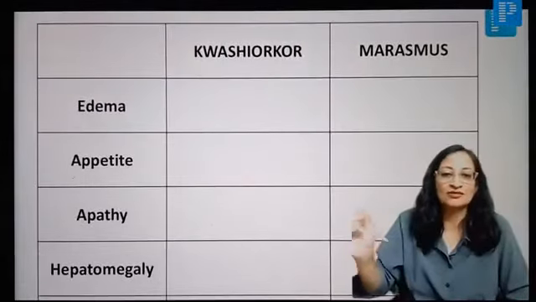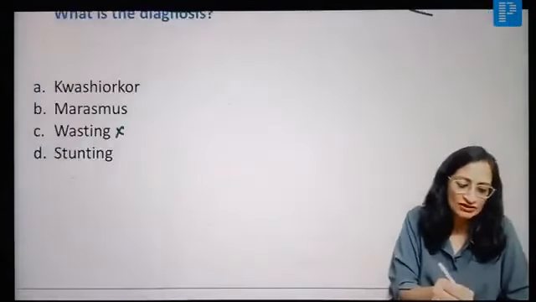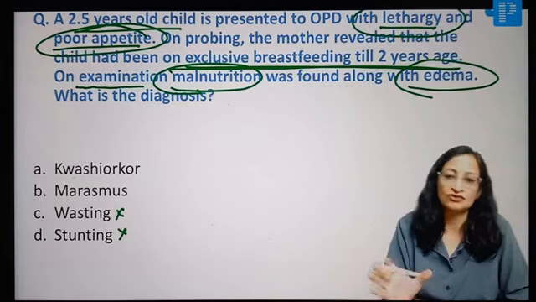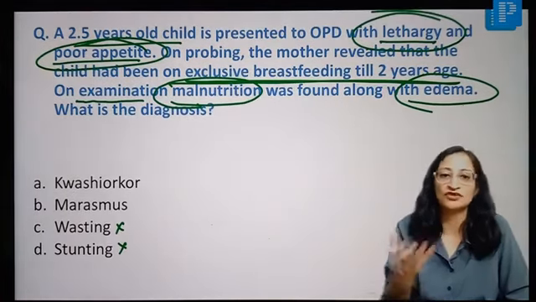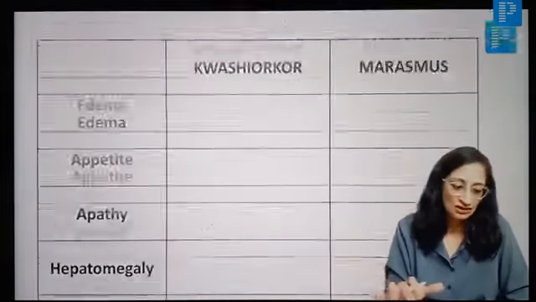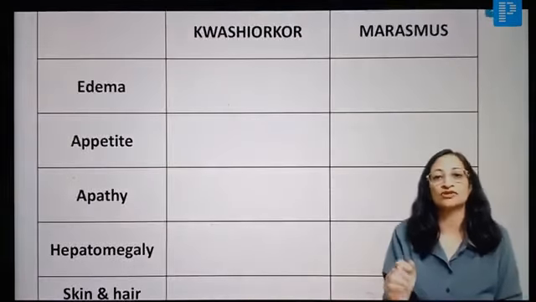So the two main terminologies here. Wasting and stunting we've already discussed. There's no confusion on this. We are not thinking about these terms here, right? Because weight for height has not been mentioned. Height for age has not been mentioned. Now, kwashiorkor and marasmus are two important terminologies from which you get questions.